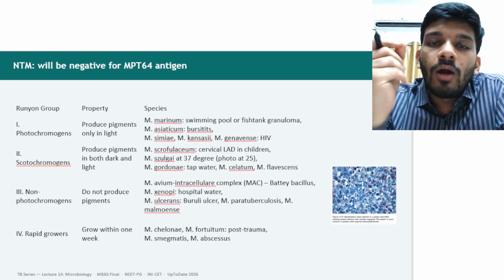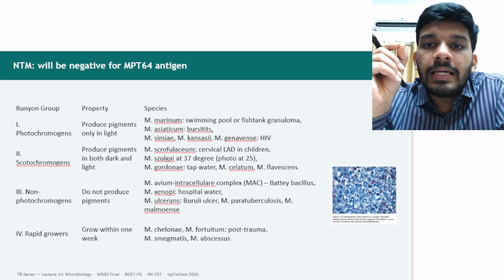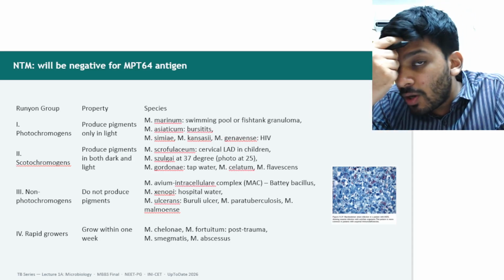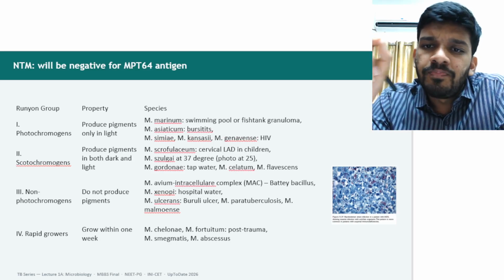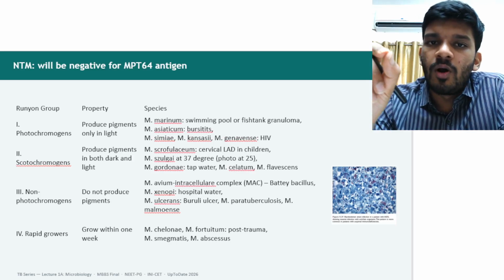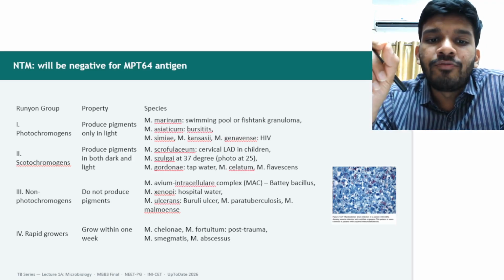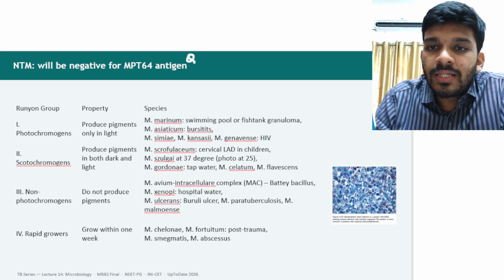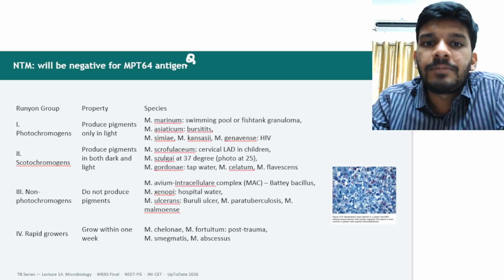When we talk about non-tuberculous mycobacteria, the important thing to remember, which can be a single liner question, is there is something called the MPT64 antigen. MPT64 antigen testing will be positive for the tuberculosis complex, but it will be negative for non-tuberculous mycobacteria. This can be a single one-liner question that can be asked to you. It has been previously asked.